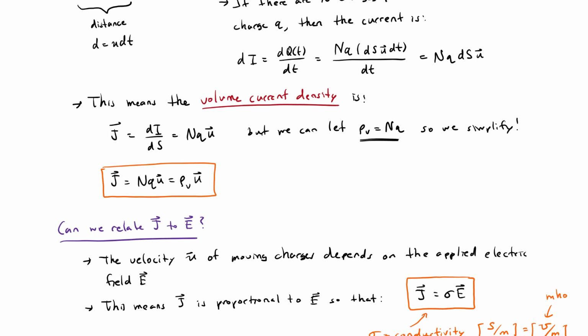So that covers volume current density. It would be good to know the different ways of representing the volume current density J, just so that you can take advantage of these different forms and apply them to various different problems.